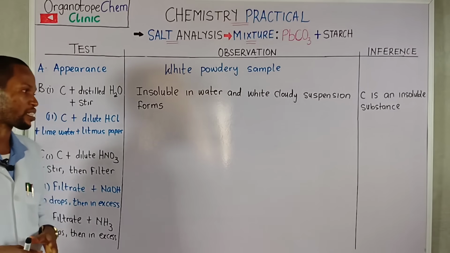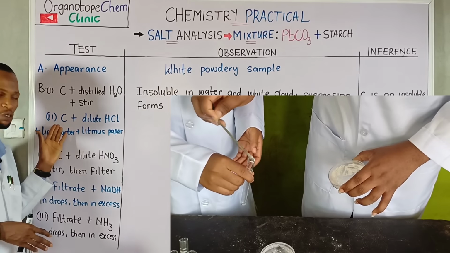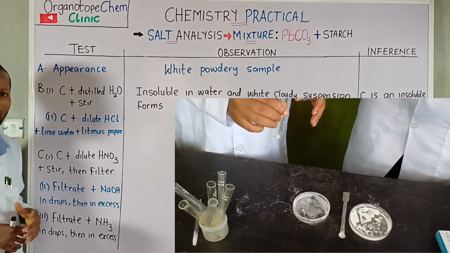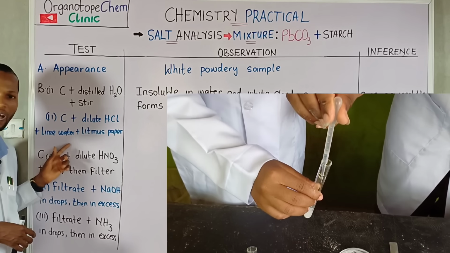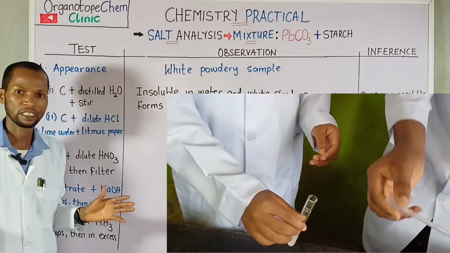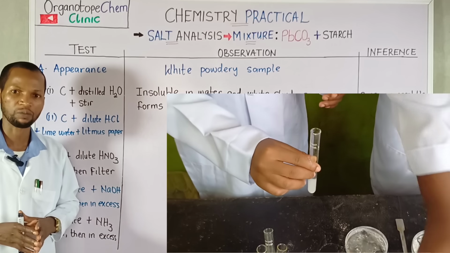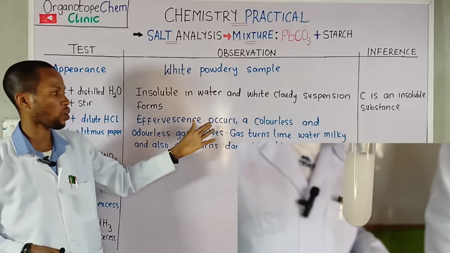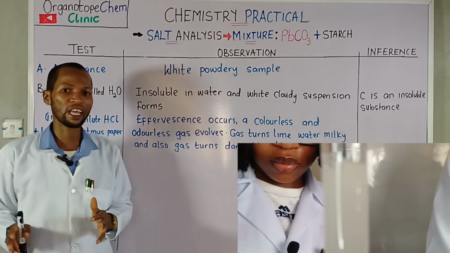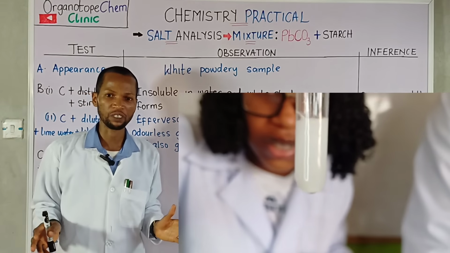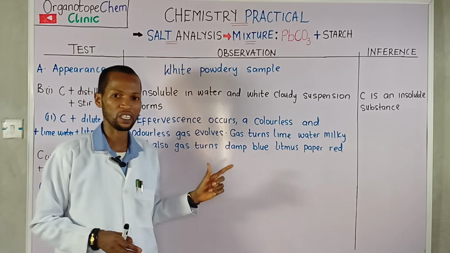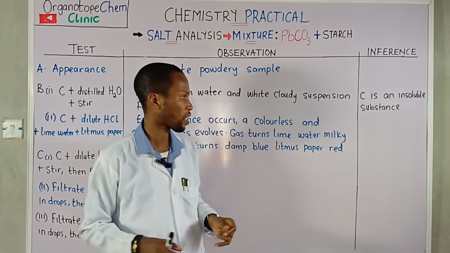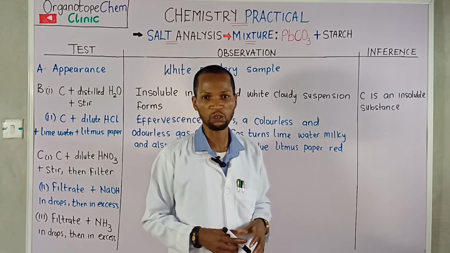Moving on, can we consider the next question, B Roman figure 2? We have to add dilute HCl to the sample C and we allow the gas to pass through lime water. Then finally we carry out a litmus test. What will be our observation here? It can be observed that effervescence occurs and a colorless and odorless gas is evolved, which turns lime water milky. So which gas turns lime water milky? That's right, we have CO2 is evolved.